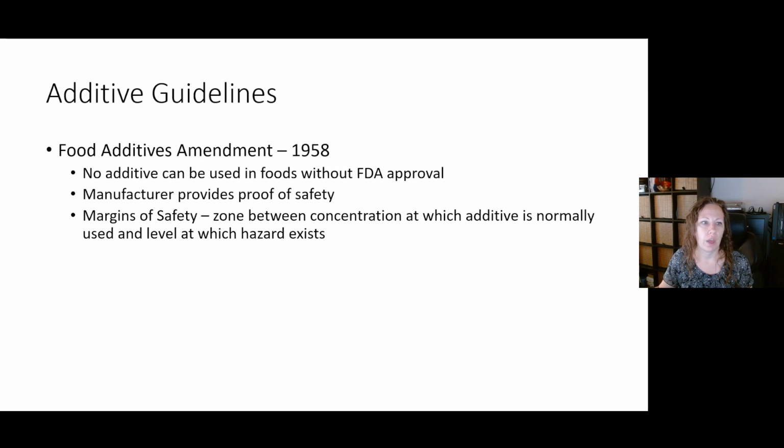With that proof, the FDA determines the margins of safety, and that is the zone between the concentration at which the additive is normally used. So let's say I normally will add this to my product at 5% of the product, or 1%. If I accidentally added more, at what point does it become unsafe? And so that is the margins of safety, the zone between the concentration at which the additive is normally used and the level at which a hazard exists, the level at which it becomes unsafe for consumption.